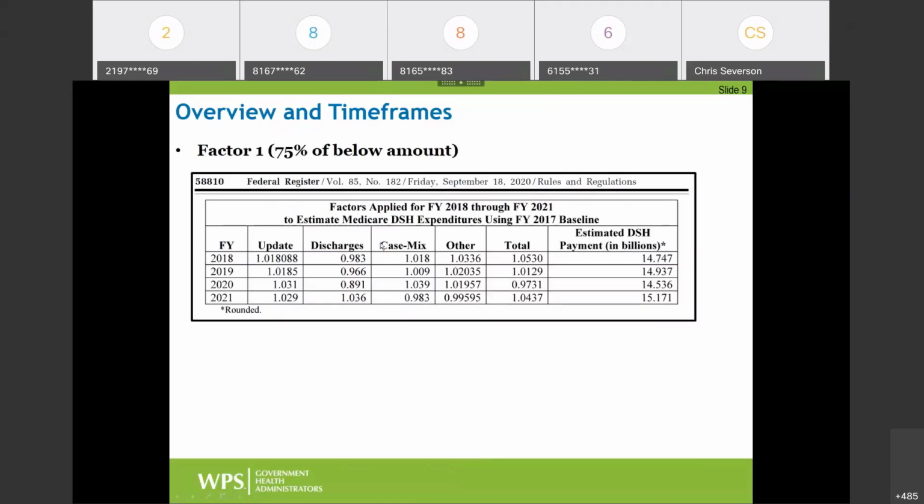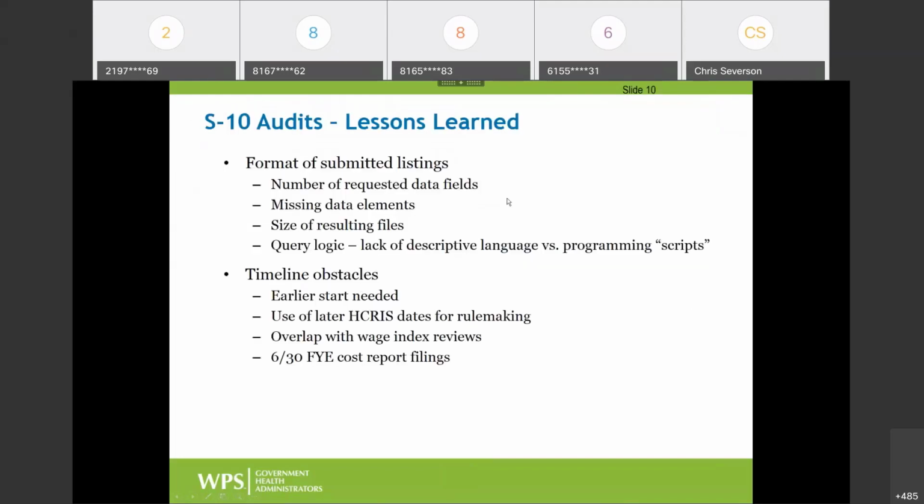Here I just wanted to show the latest Federal Register where this came out. This is factor 1. The way this chart looks, they're actually showing the estimated DSH payments in total. So factor 1 is going to be the 75% of this total DSH amount. And then factor 2, again, is published each year in the Federal Register. That's that reduction factor. They go through a lengthy discussion of why they believe that's proper.